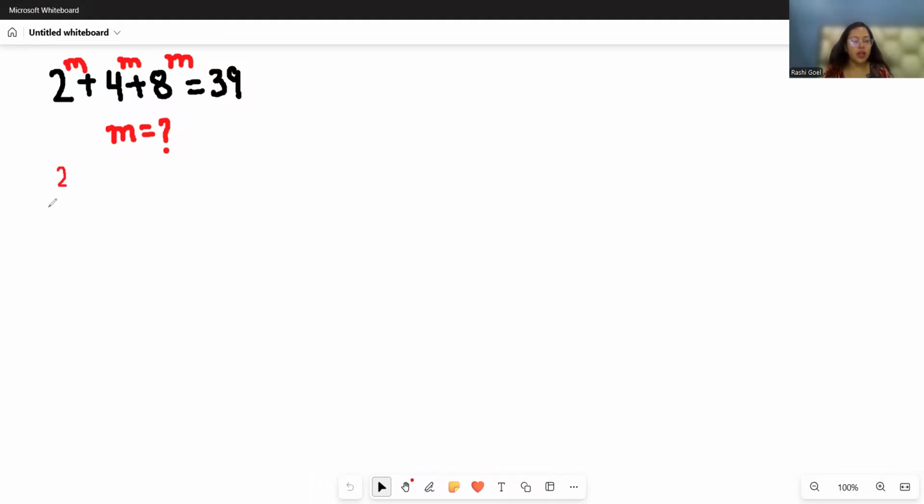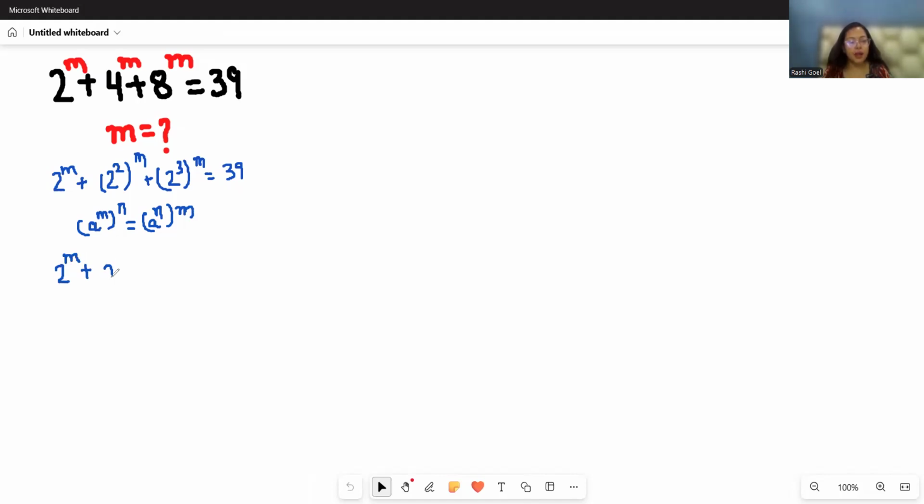So we can write this as 2 power m plus 4 as 2 square whole power m and 8 as 2 cube whole power m equal 39. Now, as per exponent rule, a power n whole power m, we can write it as a power n m as well. So this becomes 2 power m plus 2 power m power 2 plus 2 power m power 3 equal 39.